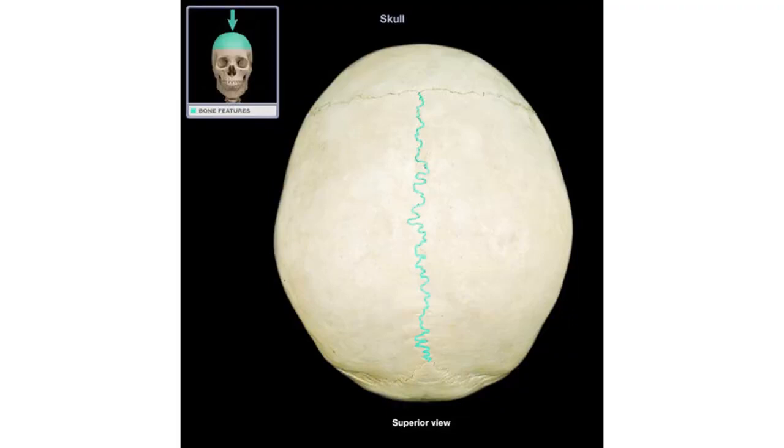Which suture is marked green here? We can see that it is in the sagittal plane of the skull, therefore this is the sagittal suture. And posteriorly, as the sagittal suture is going to bifurcate into two limbs, it is going to form the lambdoid suture.